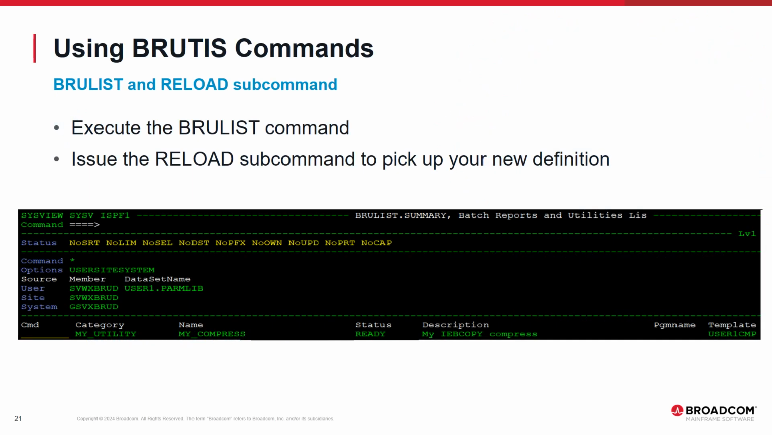Issue the BRULIST command. BRULIST has several different screens, but the default and primary summary screen displays the list of defined jobs. Your display should show more than we have here. It will show the SYSVIEW out-of-the-box reports and utilities. Jobs are organized by category, then by name. If you don't see your job, then issue the reload subcommand from the command line to rebuild your BRUTIS definitions. You should now find your job under the myUtility category that we used for the sample.